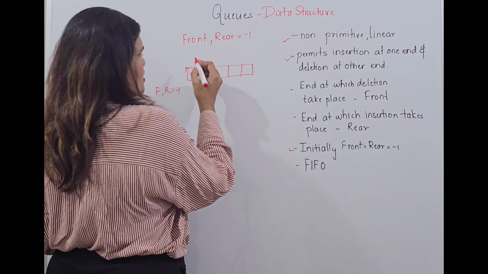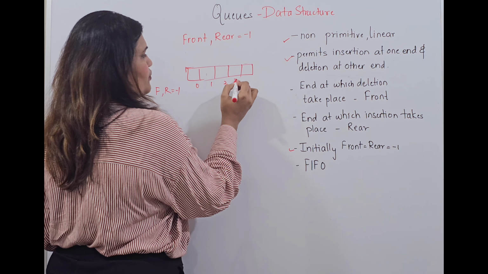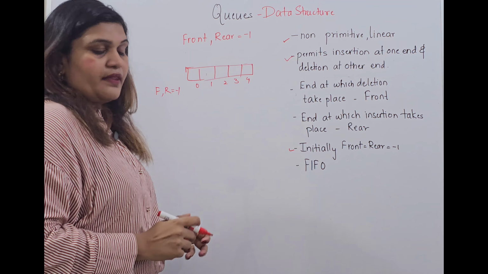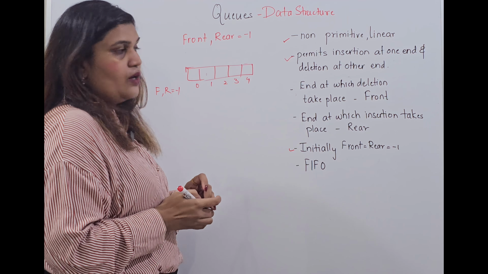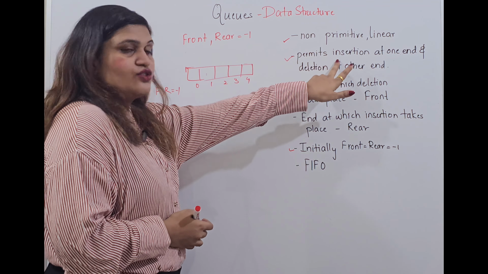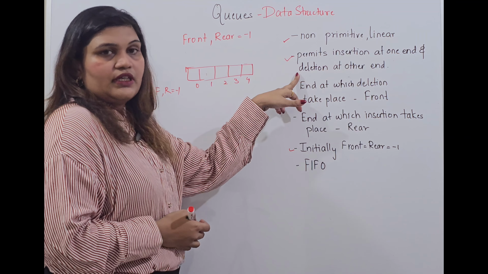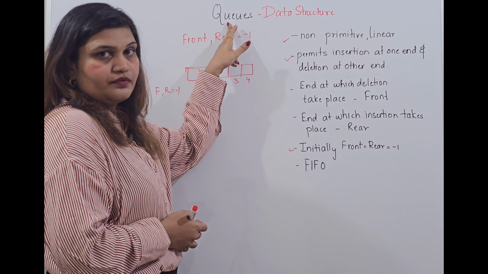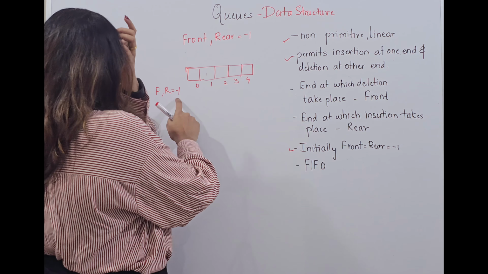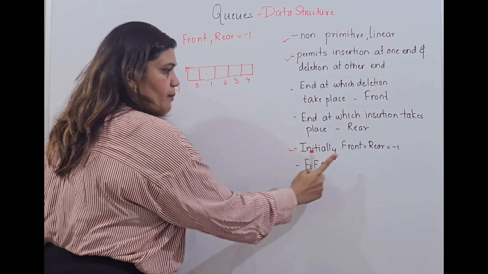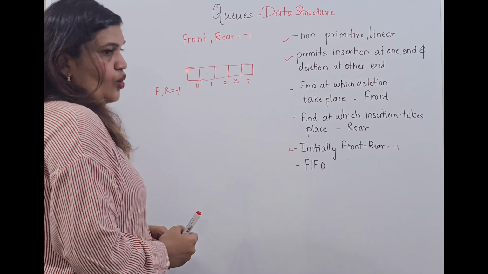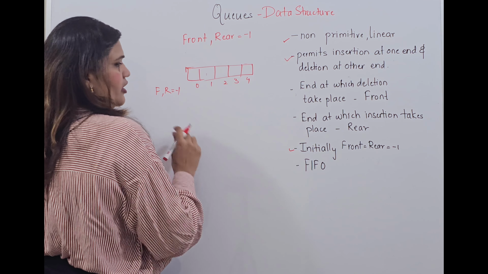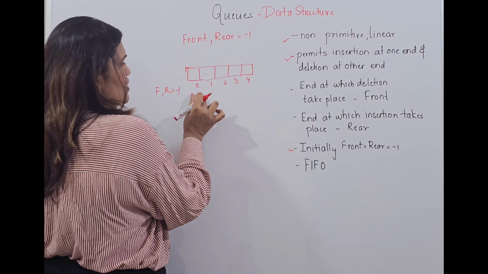The numbering is just like an array: 0, 1, 2, 3, 4. It looks like an array too. But how does the concept work? Insertion from one end, deletion from the other end. Right? So that is the concept of queue. Front and rear initially are -1. When you want to insert an element, first you have to increment your front and rear, both. Pick them up and put them at 0.